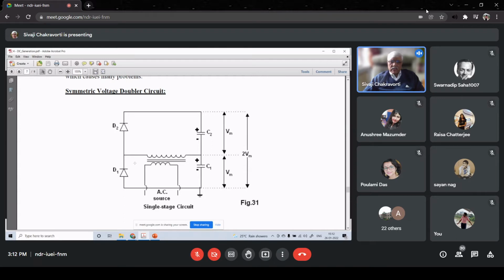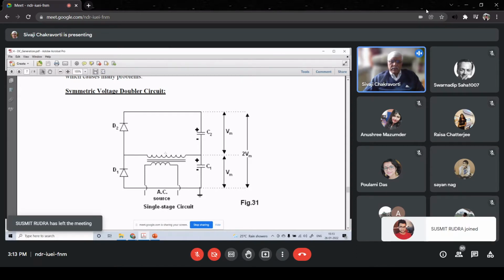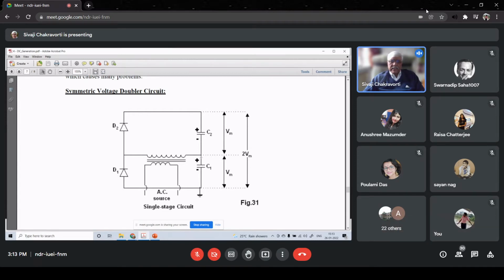Now, as far as the voltages are concerned, the junction point of C1 and C2 is not at earth potential. There it is at a potential of plus Vm. Whereas the secondary voltage is AC and its polarity changes, 0 to Vm. So at one half cycle, when this secondary voltage polarity and the junction point polarity oppose each other, the voltage becomes 0.